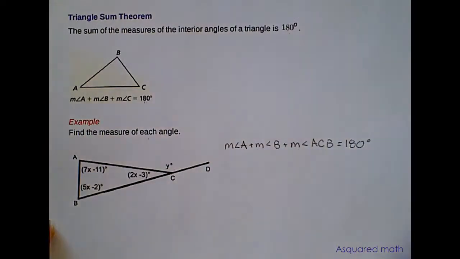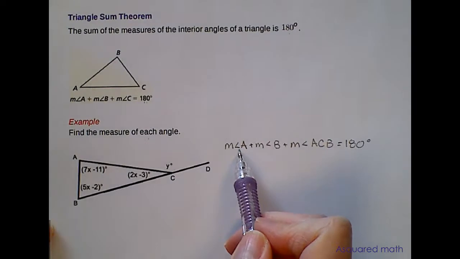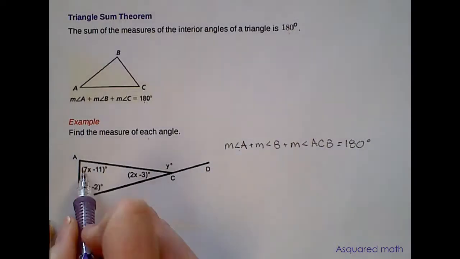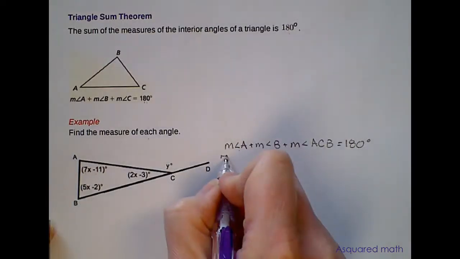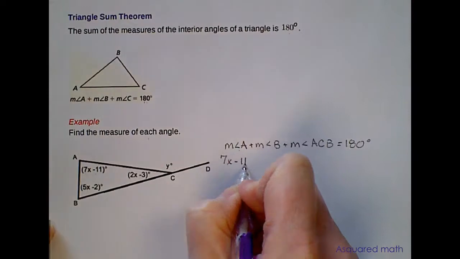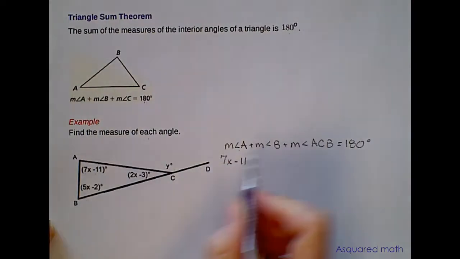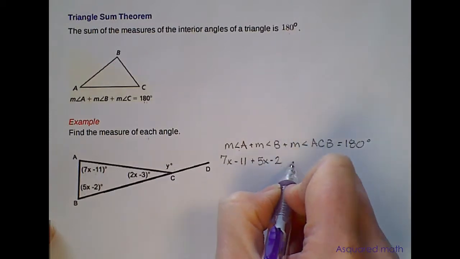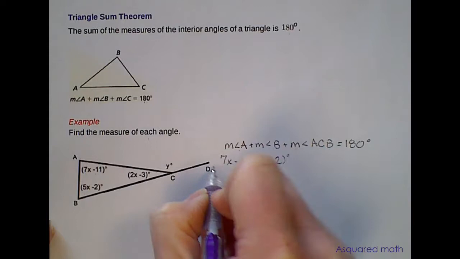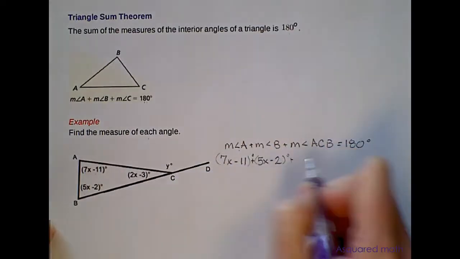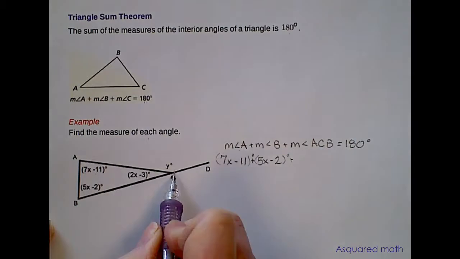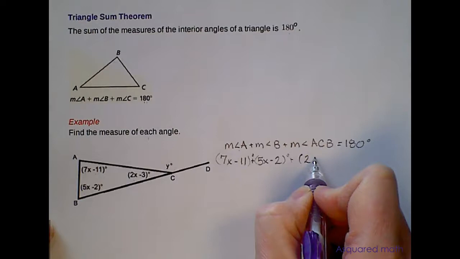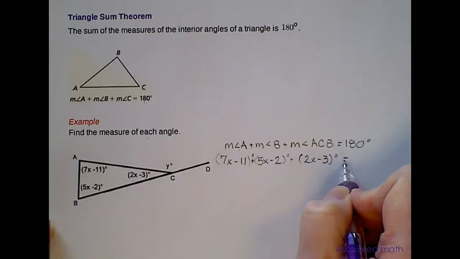And now we're just going to substitute in the values that we have in those angle measures. So measure of A is 7x minus 11. So let's go ahead and write that down. 7x minus 11. Angle B is 5x minus 2. So plus 5x minus 2. Let's go ahead and put these in parentheses so you can differentiate them to start. And then ACB is 2x minus 3. And this all adds up to 180 degrees.